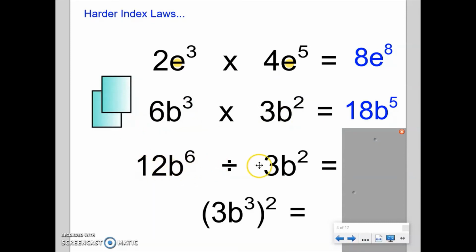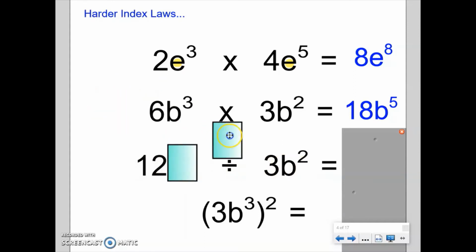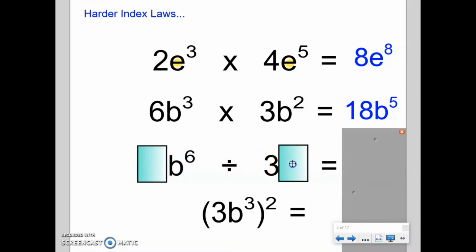I'm going to apply the same method to the third question. I'm going to hide the b's. 12 divided by 3, it's a division question this time, is going to give me 4. So I divide the numbers as normal. And then I take a look at the letters.